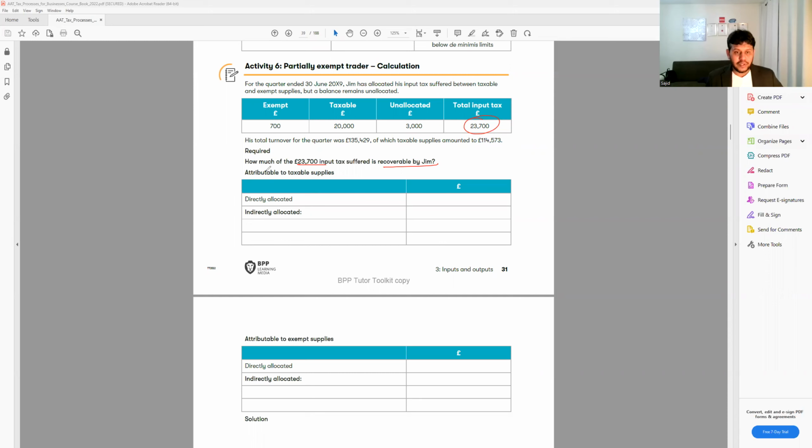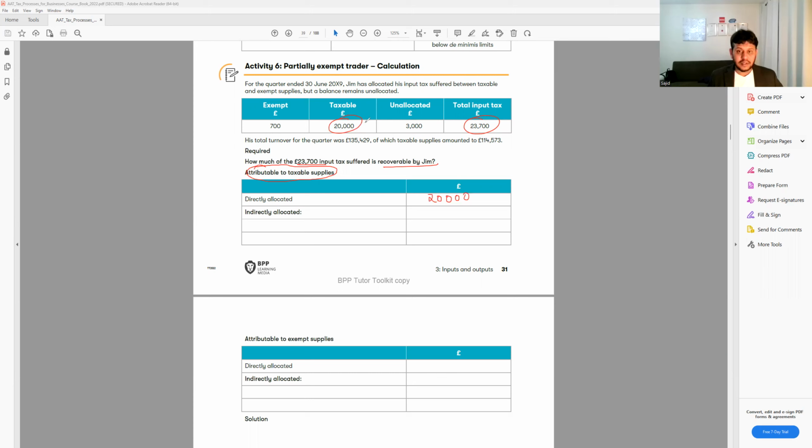So directly allocated, we have a taxable supply. Taxable supply, I can allocate 20,000 directly, because the question tells me 20,000 is relevant to the taxable. So I have no problem understanding that. Indirectly allocated, here's the problem.